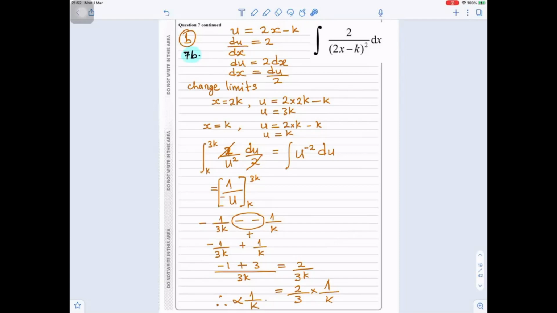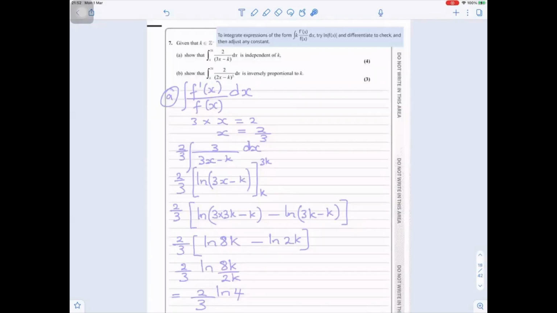And 2 over 3 is just like a number times 1 over k. So that means it's proportional to 1 over k because 2 over 3 is just a number. So therefore, it's proportional to 1 over k. So that's question 7a.